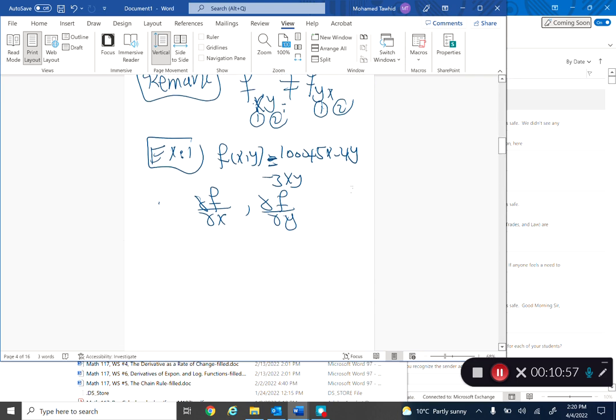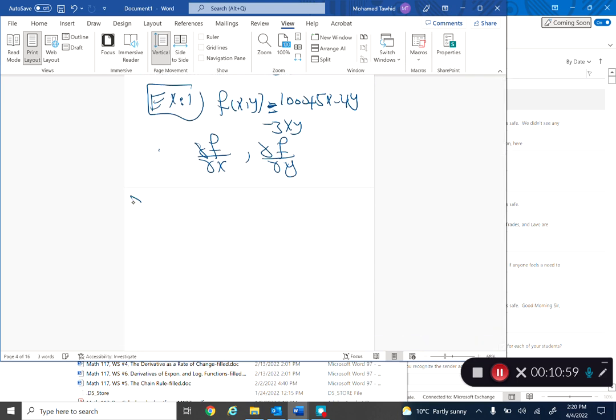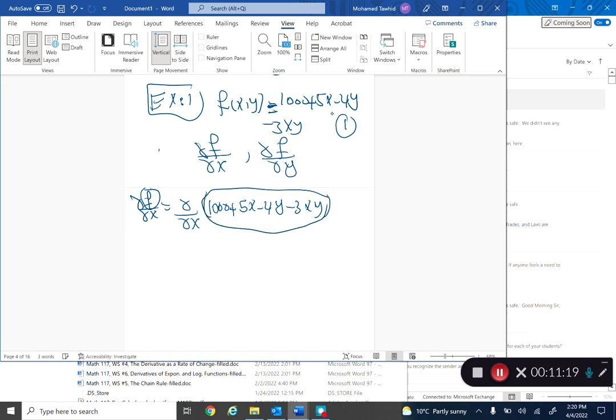Alright, so how to do that? Step by step. So df by dx here is nothing but, what is your f? That is equation 1 here. So I have to take the derivative with respect to x. What is your f? It will be 1000 plus 5x minus 4y minus 3xy. So this one here is your f, that comes from equation 1. Alright, so now I have to take the derivative. What you have in the middle is plus, minus, minus, so you have to take the derivative term by term.